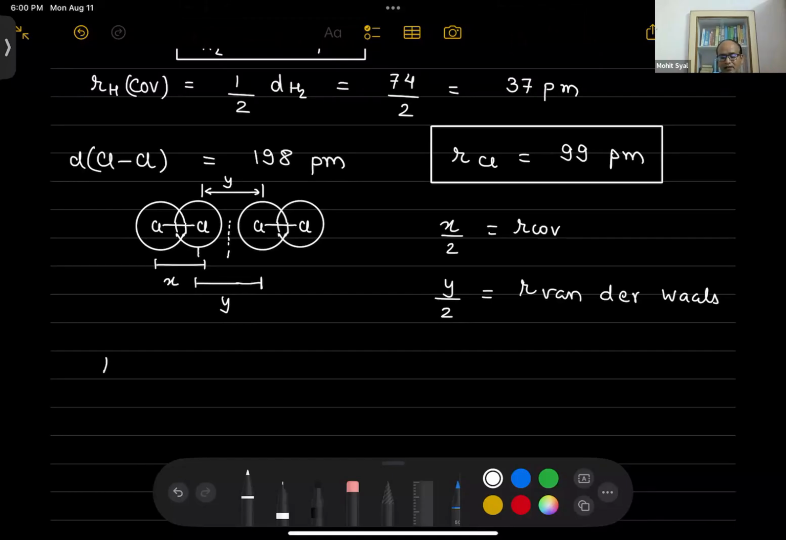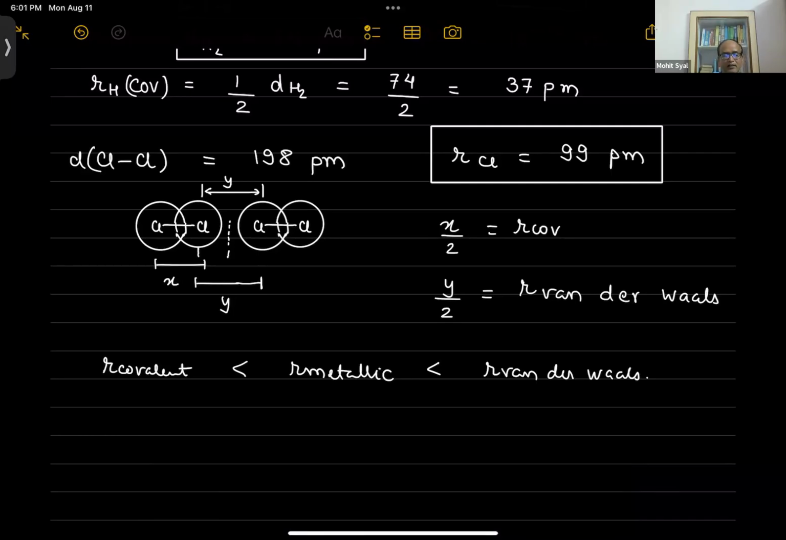So in size, the covalent radius is smallest, the metallic radius is larger than the covalent radius. Then you have the van der Waals radius, which is in the solid state between two non-bonded adjacent atoms. Got it? I hope this is clear to you. This is the difference.